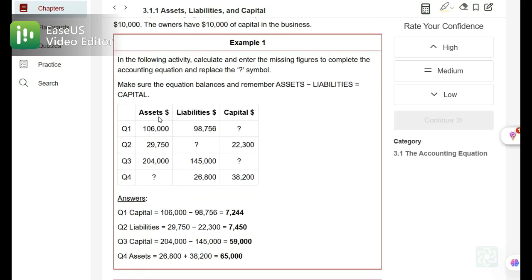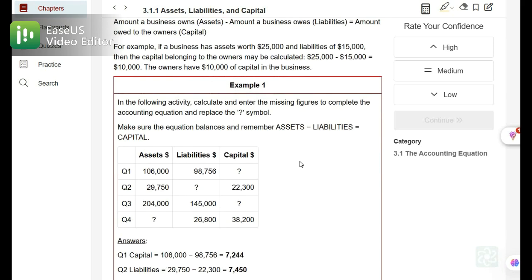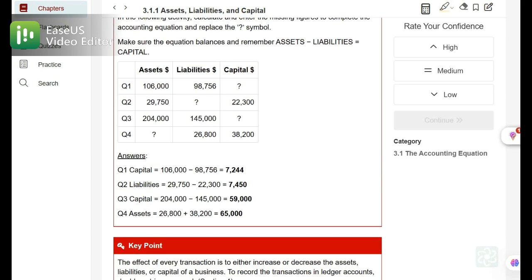get the desired answer. If you want asset, then you will get asset. If you want to get the liability, then you have to rearrange this asset is equal to liability plus capital equation, and then you will get asset, liability, or capital. Okay. So what we have understood is that every transaction changes asset, liability, or capital. So to record these changes correctly, accountants use double entry bookkeeping. Okay.